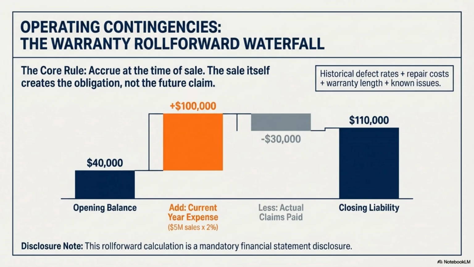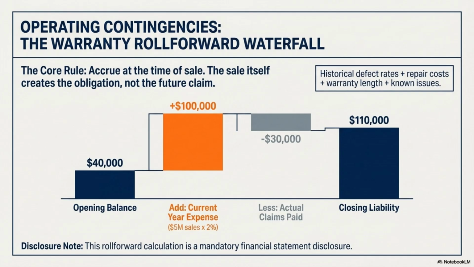Warranties are one of the most common loss contingencies you will encounter, and the key rule is, accrue at the time of sale, not when a claim is submitted. The sale itself creates the obligation. The product is in the customer's hands. The promise to repair or replace it has already been made. The fact that no one has called in a claim yet does not change the accounting.